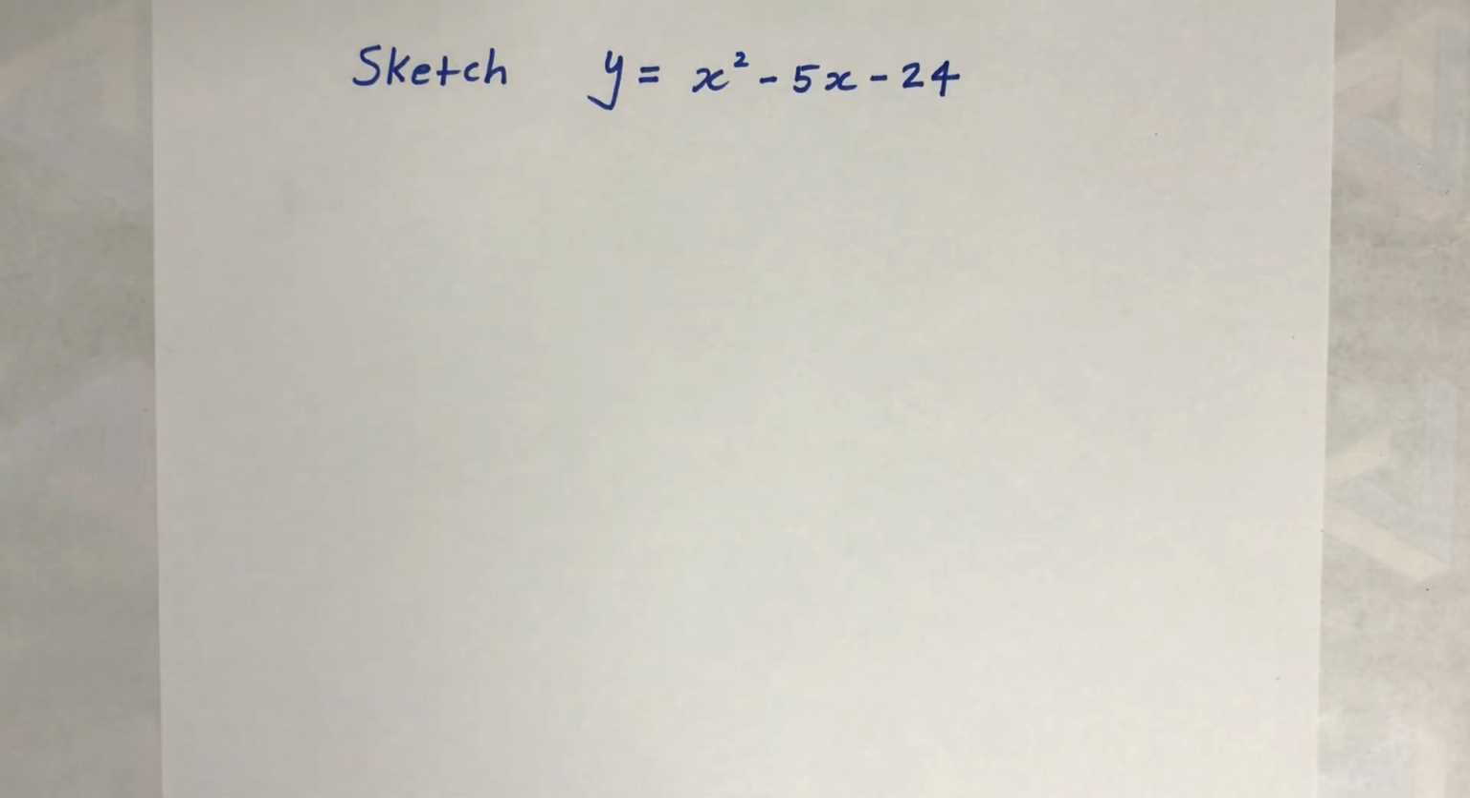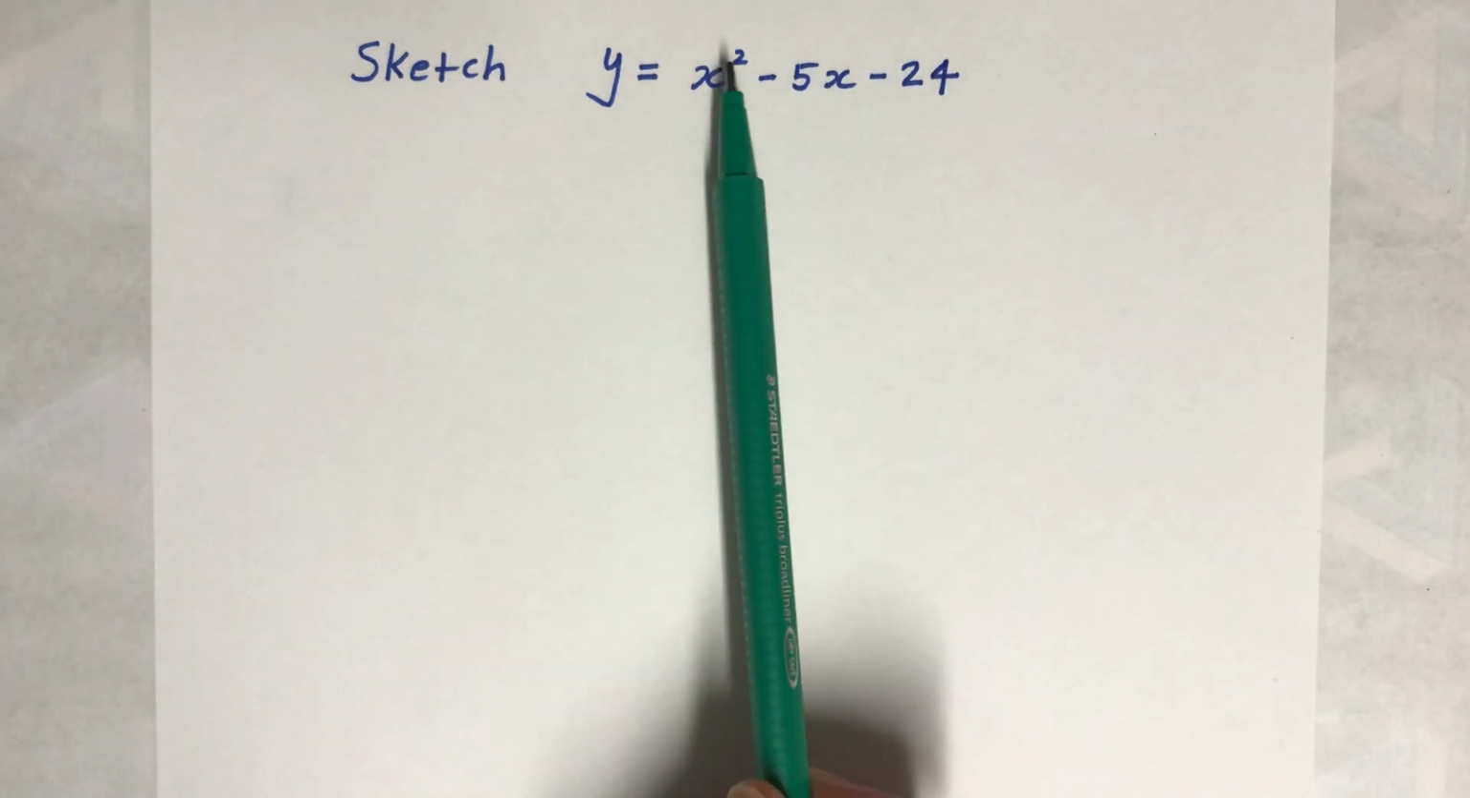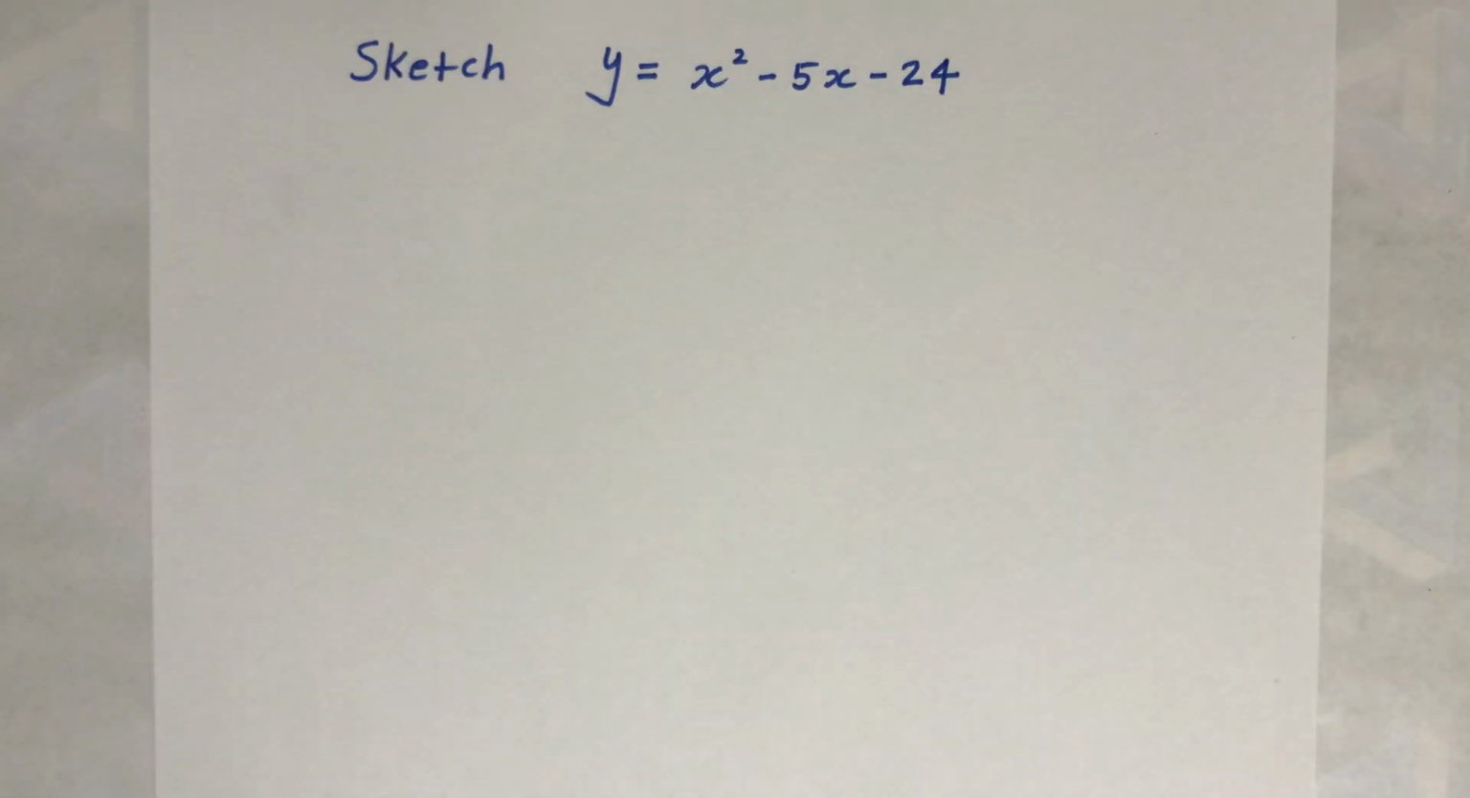Okay, this is a video for sketching a quadratic function. y equals x squared minus 5x minus 24. Now, this is not linear. How do I know it's not linear? Because the power is more than 1.